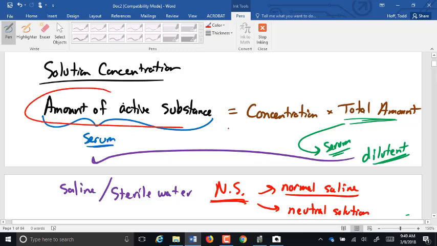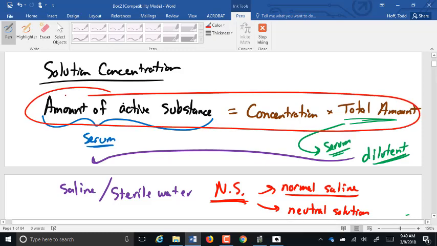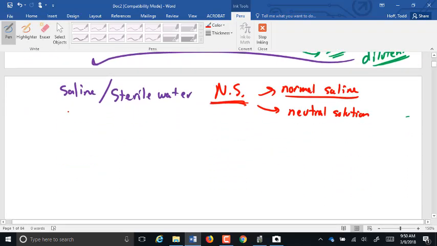And we use that formula in our solution mixing problems, like the last one on the first page of our test, to track the amount of that active ingredient and make sure that it stays the same. That's one thing that happens when we're diluting. The amount of the active ingredient has to stay the same.